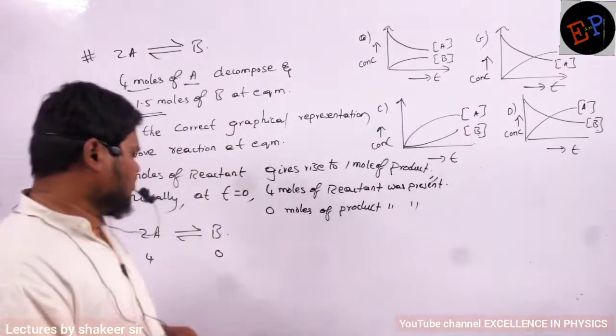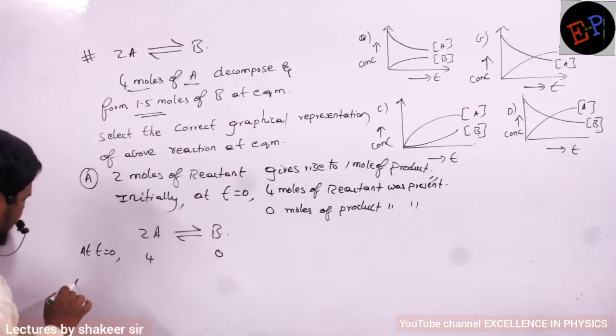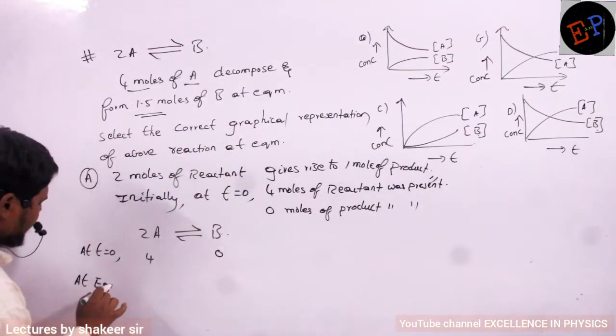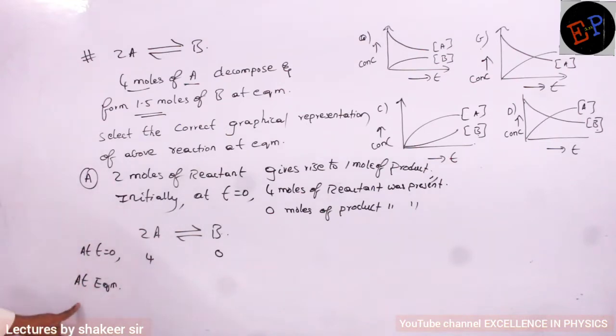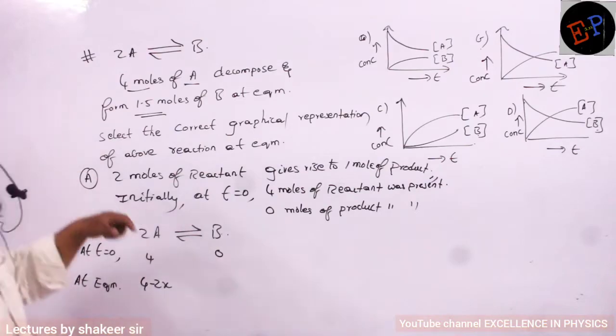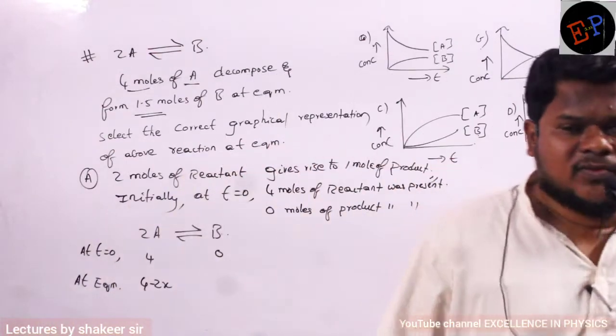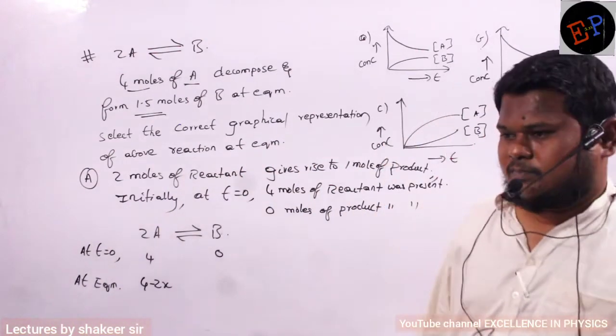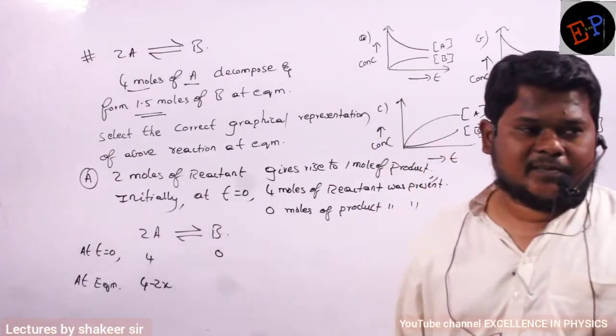Okay. So therefore what I do is I will consider equilibrium. So I am taking 2 instances of time. One instance is when time is equal to 0, that is when the reaction has started. Another condition is at equilibrium. 2 conditions I am taking. Are you able to understand? Okay. At equilibrium I will write 4 minus 2x. Now can you say what is meant by 4 minus 2x? 4 minus 2x means what?